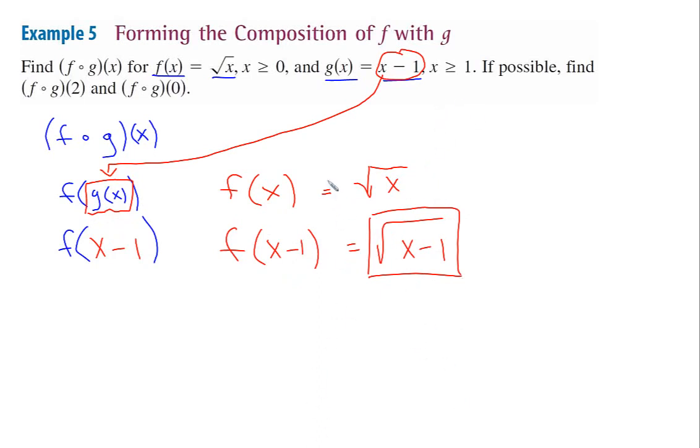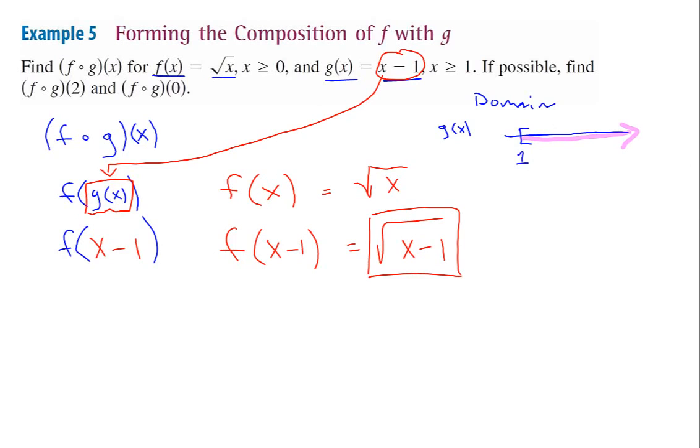To find the domain, you always start with the inside function. So to find the domain here, we start with the inside function, g of x. What's the domain for g of x? x is greater than or equal to 1. So let me make a number line so it's easy to see. Here's 1, we're going to count it, and then we're going to infinity.